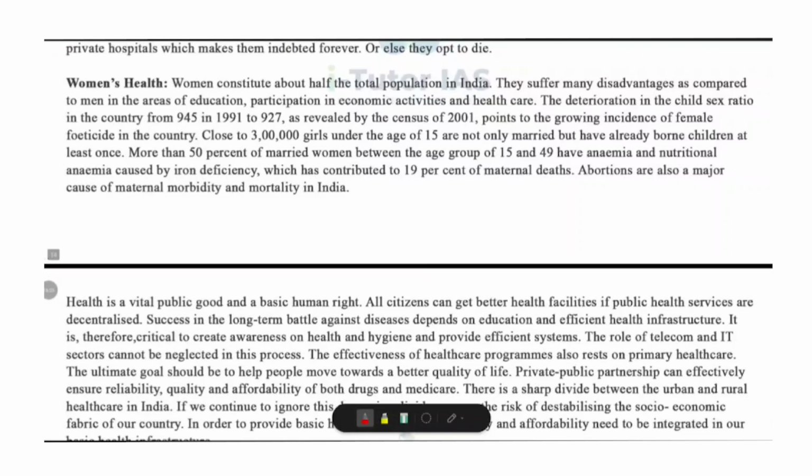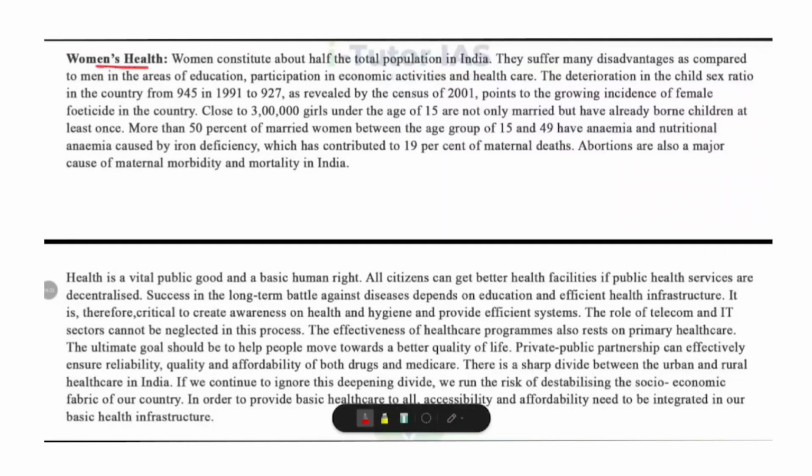Okay. Now, women's health in India. Women make up about 50% of India's population. They face disadvantages in education, participation in economic activities and healthcare. Child sex ratio declined from 945 in 1991 to 927 in 2001, indicating rising female feticide. Around 3 lakh girls under the age of 15 are married and have already borne children.